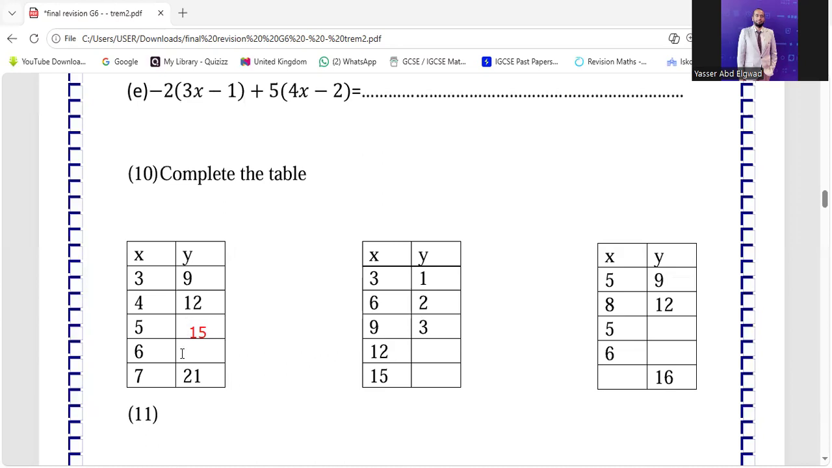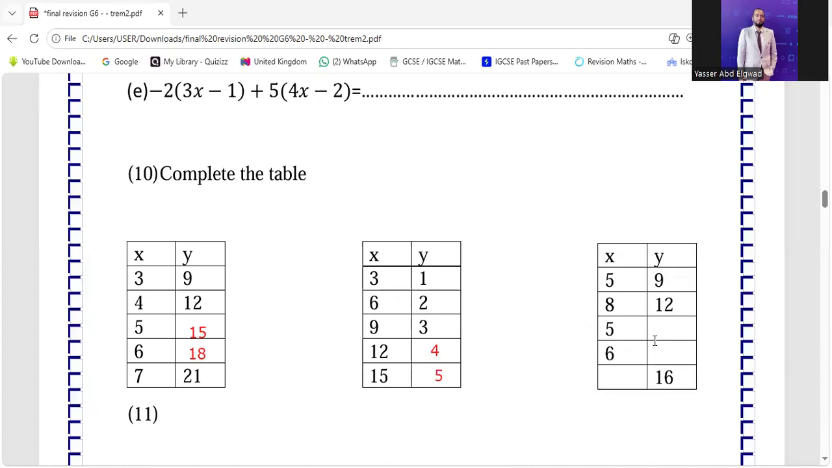And next one, 6 multiplied by 3, we get 18, and so on. Here is the rule. The next one, we divide by 3. 6 divided by 3 is 2. 3 divided by 3 is 1. 9 divided by 3 is 3. And 12 divided by 3 is 4. And 15 divided by 3, we get 5, and so on.